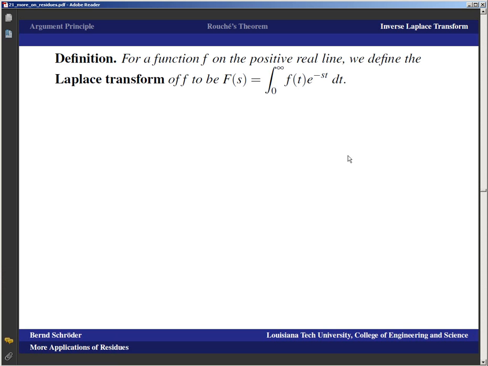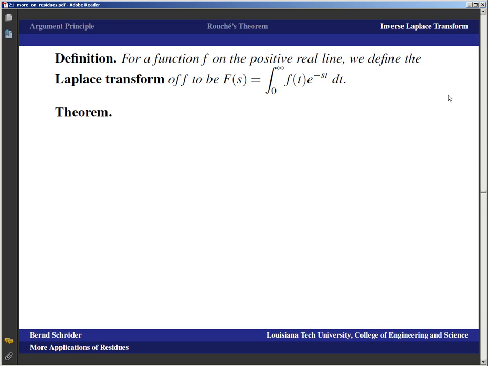The Laplace transform of a function f on the positive real line is F(s), being the integral from 0 to infinity of f(t) e^(-st) dt. That's a definition that comes, for example, out of the differential equations course where people typically work with these things.